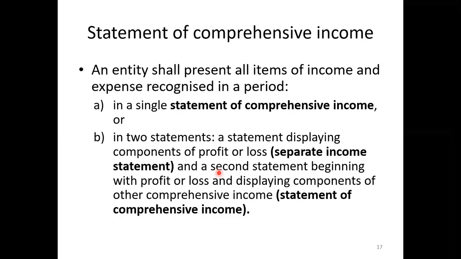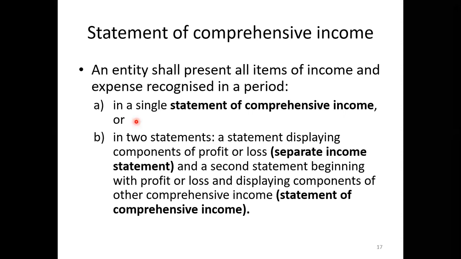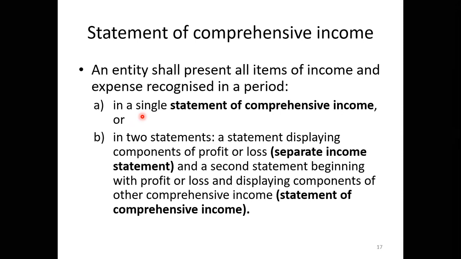Statement of comprehensive income. This is the name given by IAS 1, and an entity shall present all items of income and expenses recognized in a period. They can report the income and expenses in two ways. First, in a single statement of comprehensive income. Under the income statement, only one statement where you can find all income and all expenses.